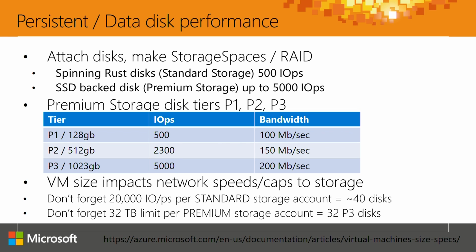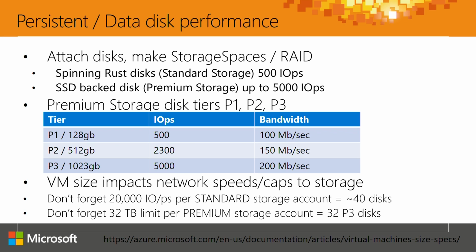It's going to basically act the exact same way as if it was spinning rust. A P2 is going to be 512, and it's going to have 2,300. And a P3 is going to be 5,000, and it's going to be 1,023 gigabytes, or 1 terabyte in size. Gang those all together for the size and number of disks that you happen to have, for the size of VM, that gets you your maximum IOPS.